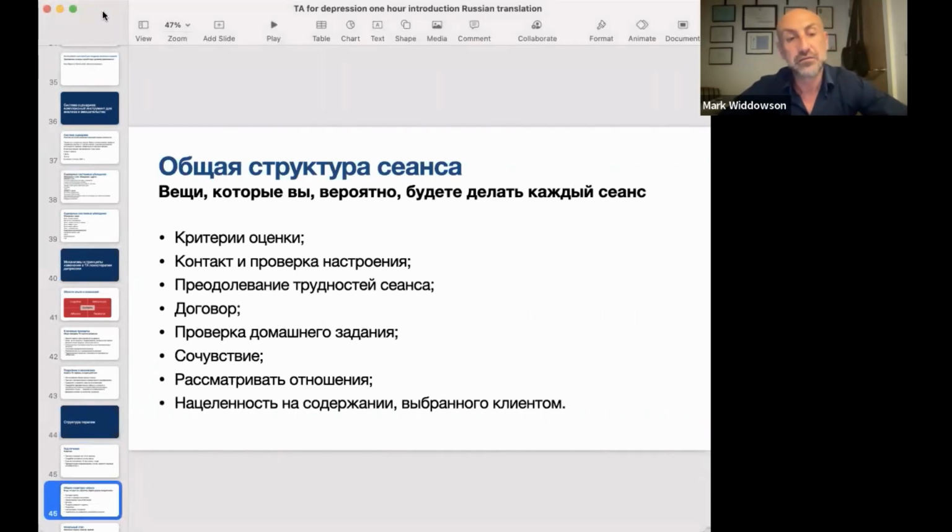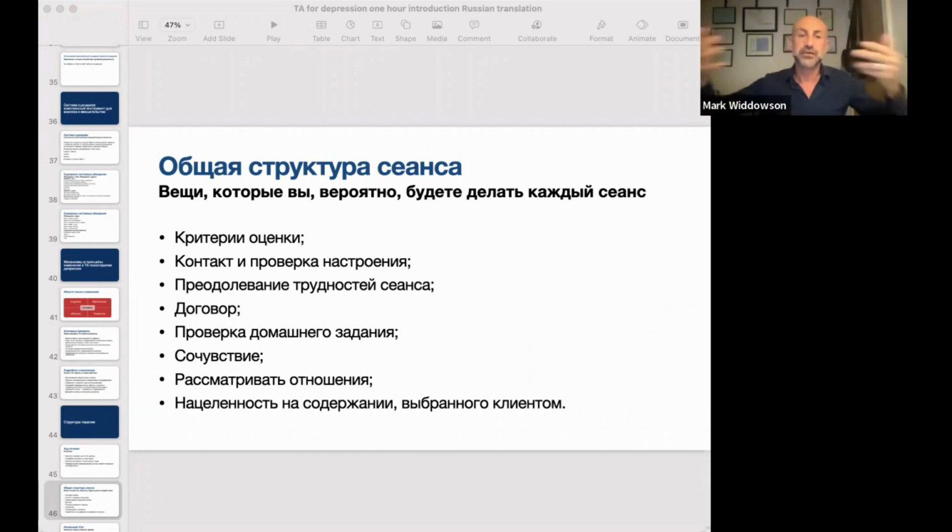So some of the things that we might do at the beginning of a session is give outcome measures and check them against the previous session. I've already spoken a little bit about this. We establish contact by saying, it's good to see you. How are you feeling today? And then I might say to the client, how have things been for you since we last met, which creates a bridge between the last session and the current one.